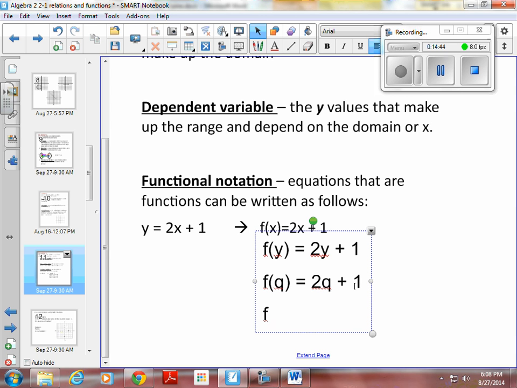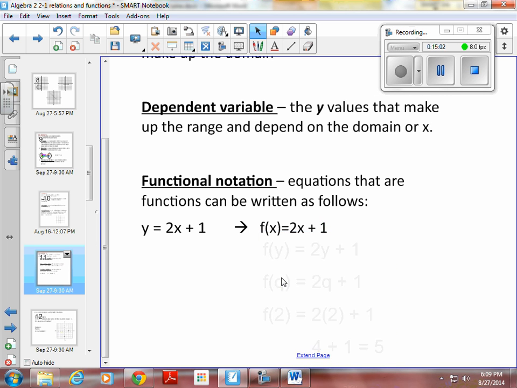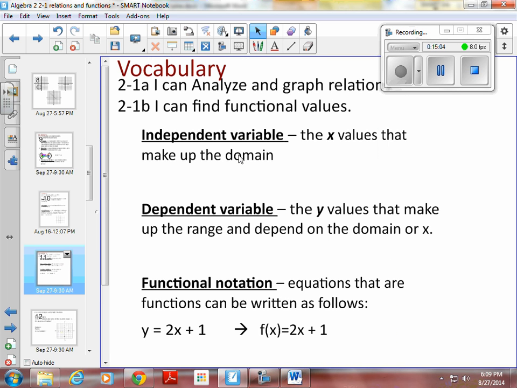So this could be f of 2, and you would say this is 2 times 2 plus 1, and so that would be 4 plus 1, which is equal to 5. And you could actually get a value for that. So that's how we're going to use function notation. And those are your vocabulary words for this section. Again, there's a lot of them.